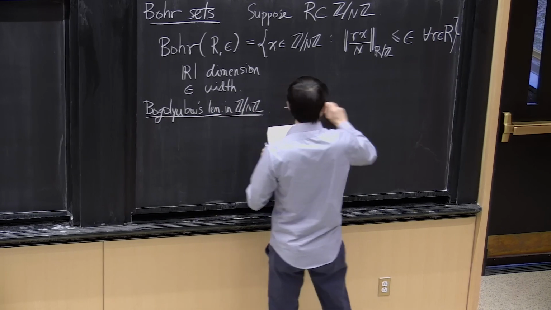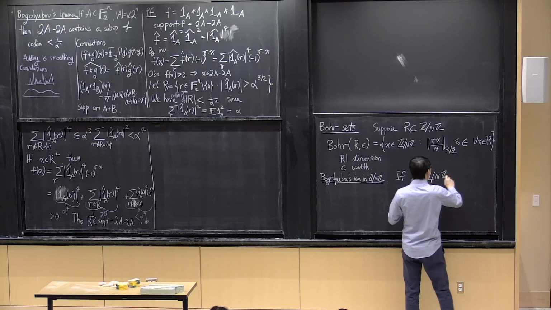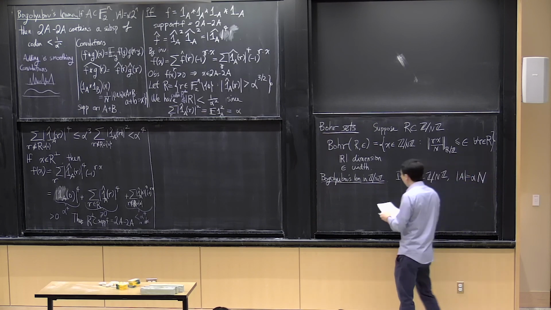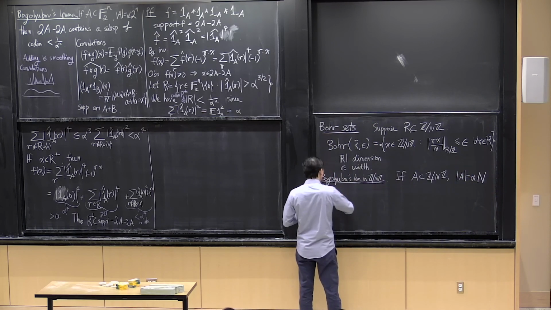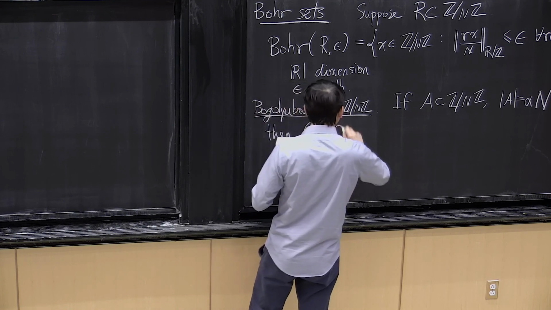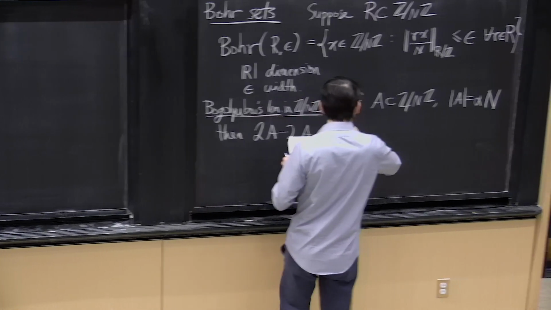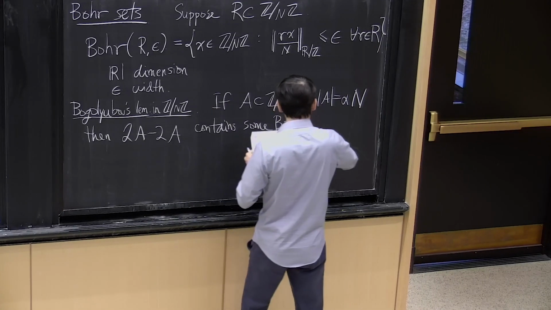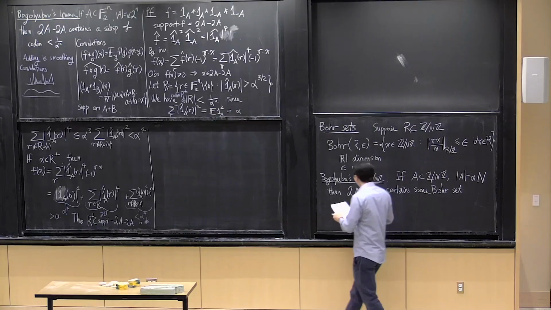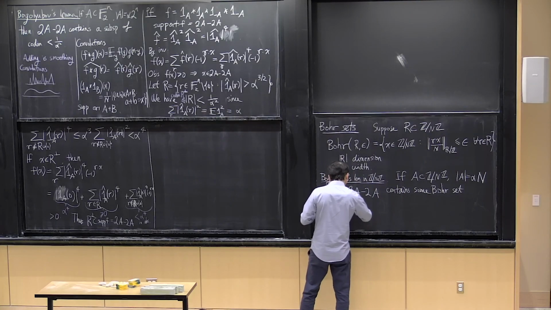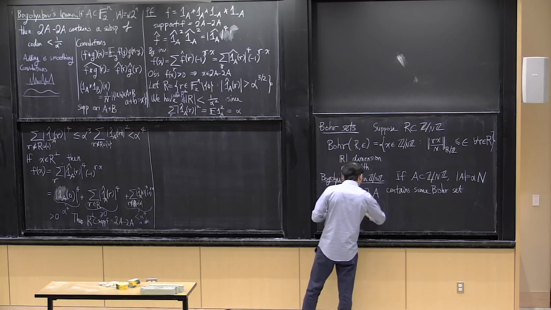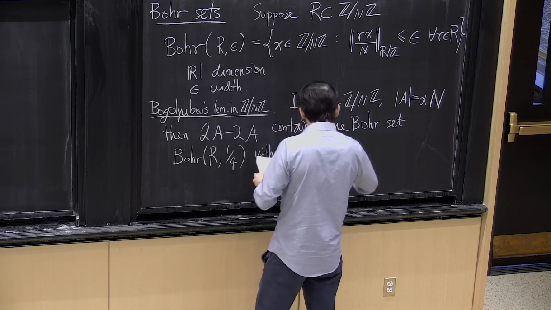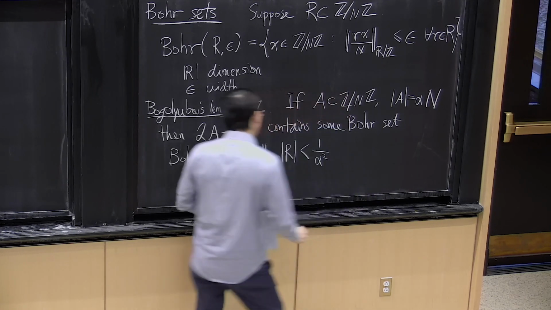If you start with a subset A of Z mod n, and all I need to know is that A is a constant fraction of the cyclic group, then the iterated sumset 2A minus 2A contains some Bohr set, Bohr set with rank R, width 1/4, with the size of R less than 1 over alpha squared.